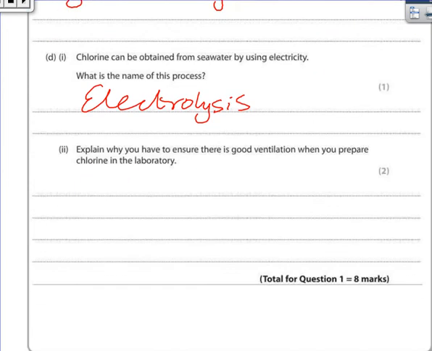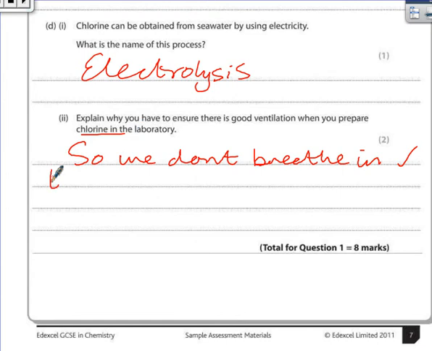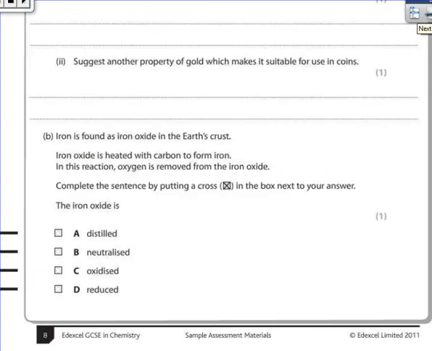Next, explain why we need good ventilation. So we don't breathe in the toxic gas, which is chlorine. Toxic, 2 marks. Okay. Next question.